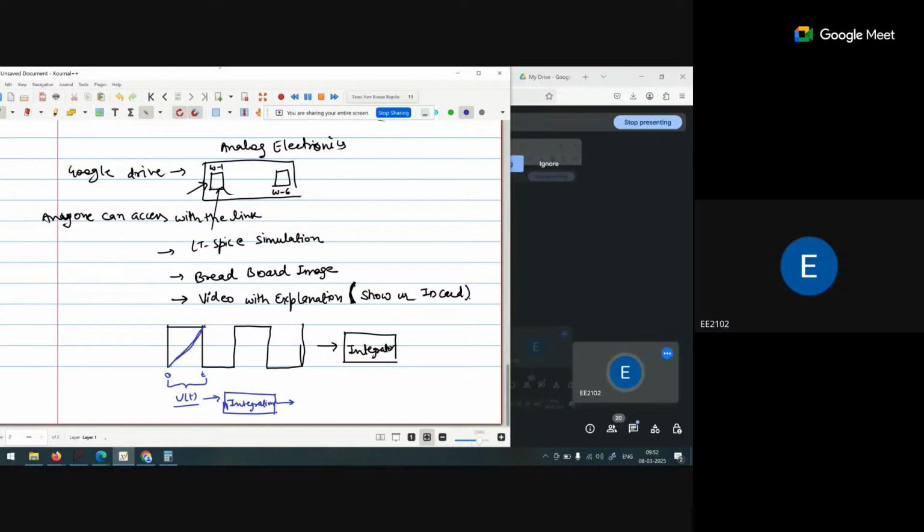Now from T to 2T, I just consider it as minus u(t). The signal is in the positive direction, but with negative magnitude. Minus u(t). Now the integration of this is minus r(t) signal. Then again u(t) signal, minus u(t) signal, and again u(t) signal, and so on. So it is a ramp signal, ramp generator.